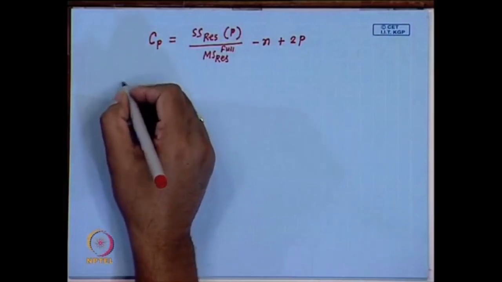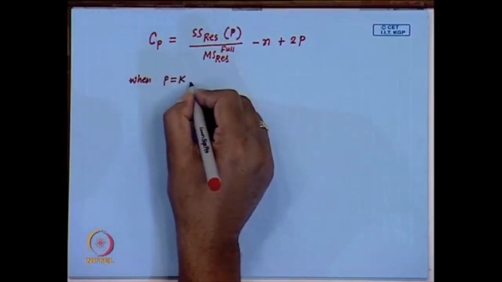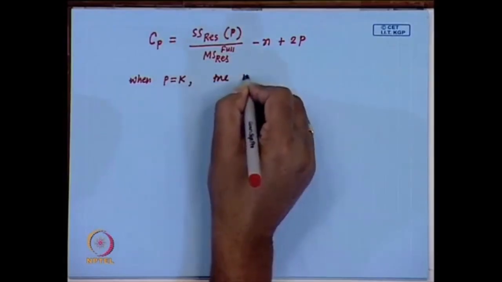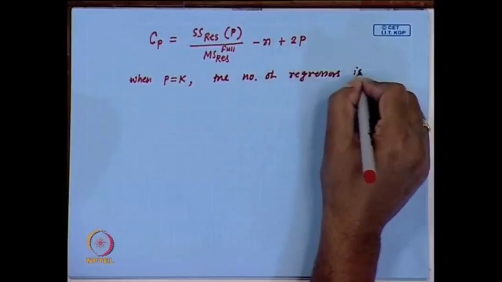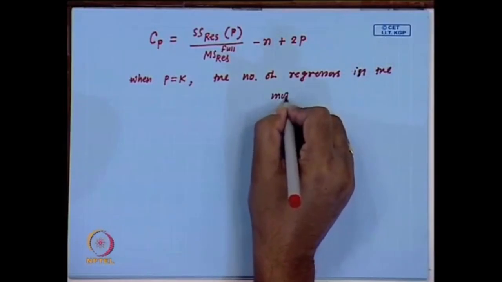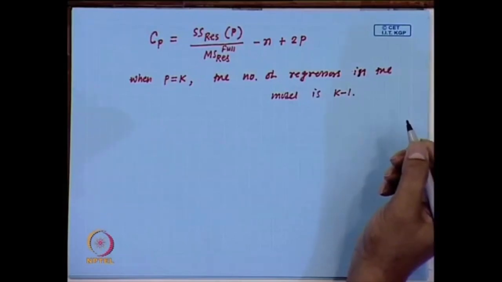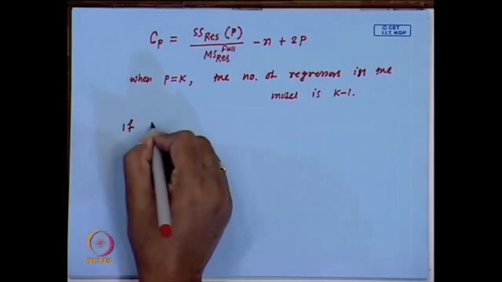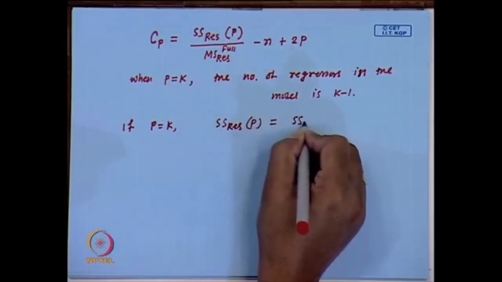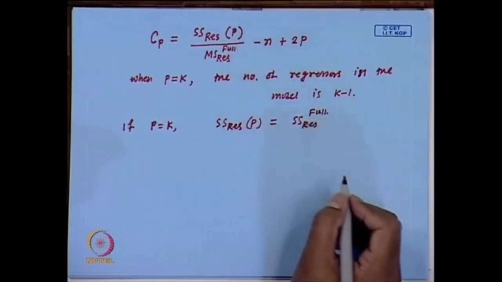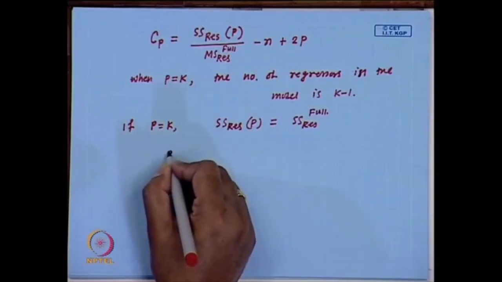Now, when p equal to k, that means the number of regressors in the model is k minus 1. So, if p equal to k, then of course SS residual p is SS residual for the full model. Then what is the value of Cp when p equal to k? That means, what is the value of Ck?